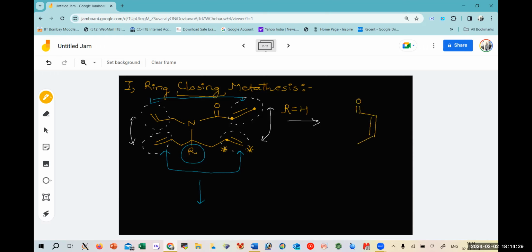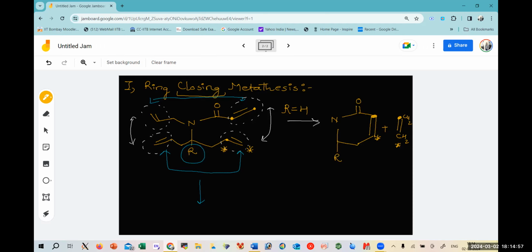This was a dot CH and this was a star CH, and the other metathesis product would be this, which is also your CH2. So this and this would give you CH2, CH2, which is ethylene, and the other two will combine to form a double bond, and the rest of the moiety would remain as it is. This was having your R group.